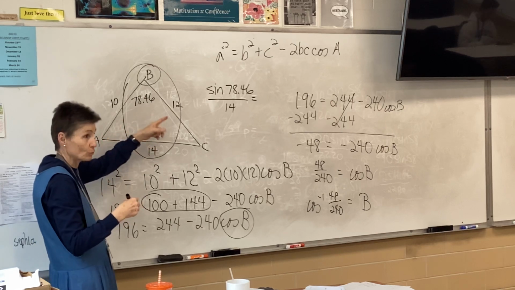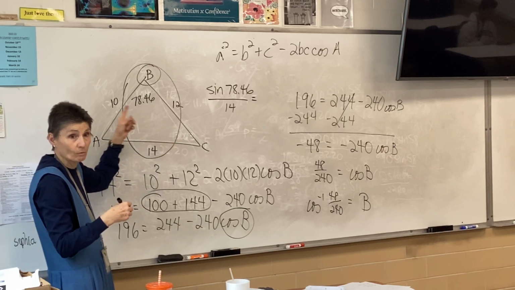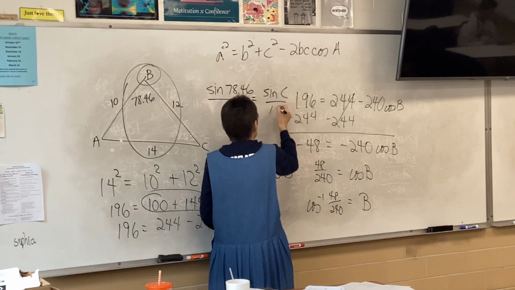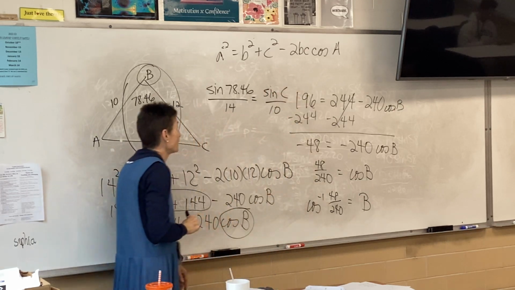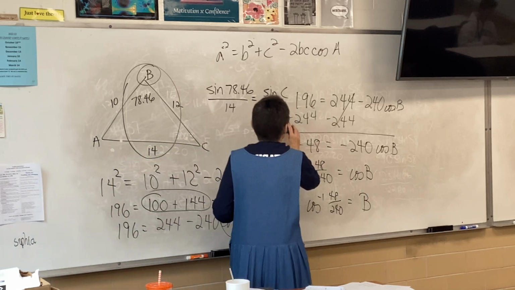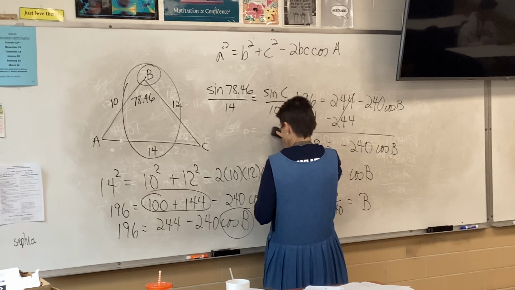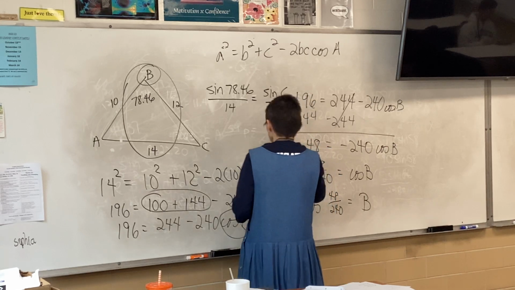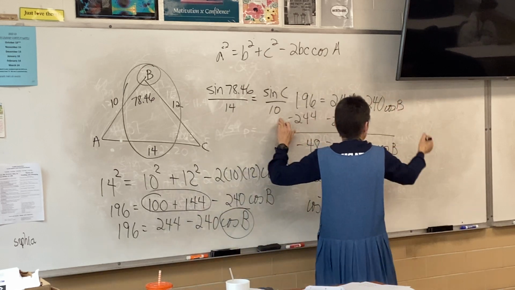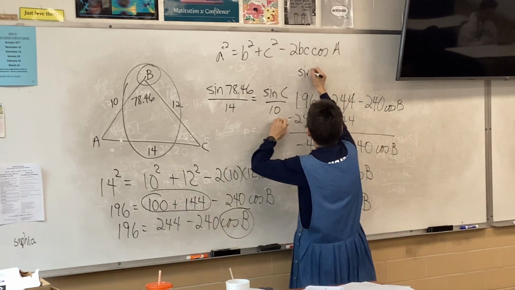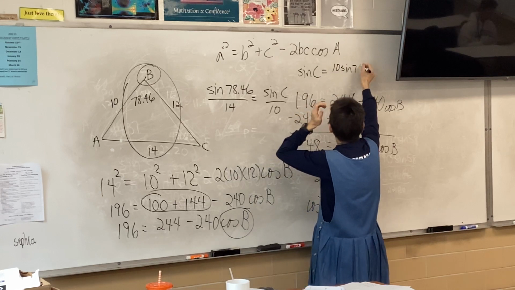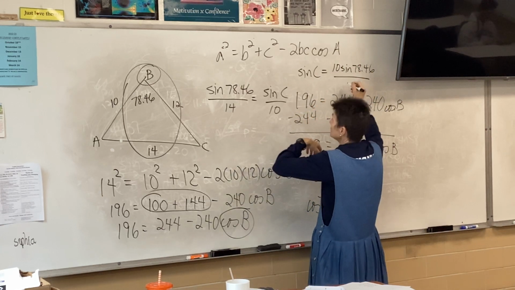Either sine A over 12 or sine C over 10? All right, you've got 3 minutes. Can you get that typed in and give me an answer? I'm so out of room here. So I'm getting sine C equals 10 sine 78.46.